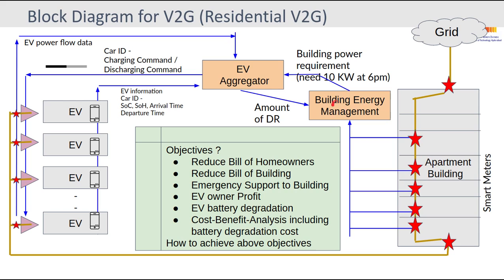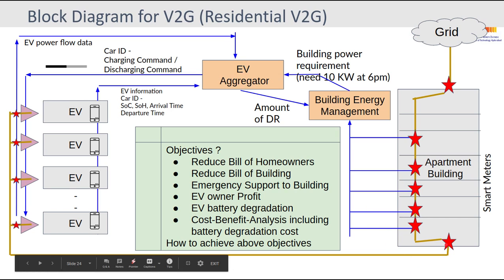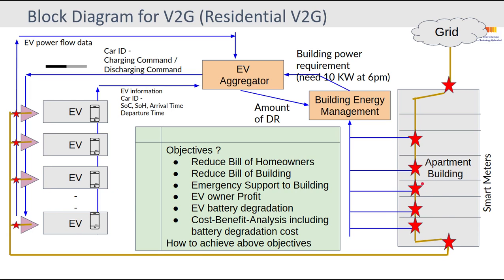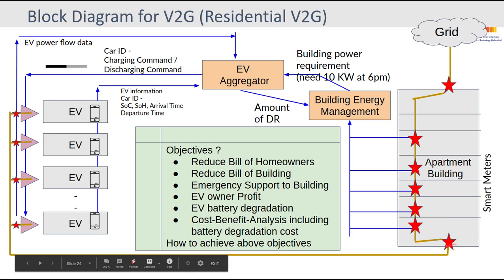Therefore, this building energy management system can interact with the grid or through an EV aggregator. We'll come to this. Meanwhile, come here, there is another star here. This star is going all the way to the left corner and then splitting into 4 stars: EV, EV, EV and EV. So here, the apartment building in the basement has an electricity panel.